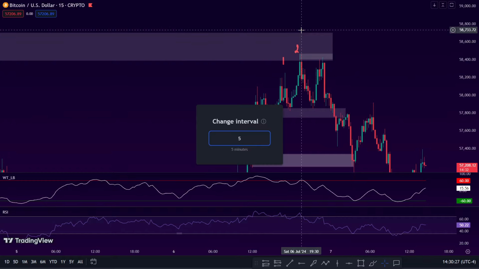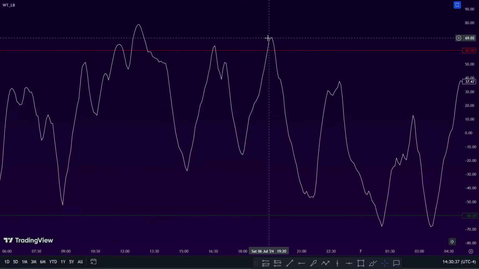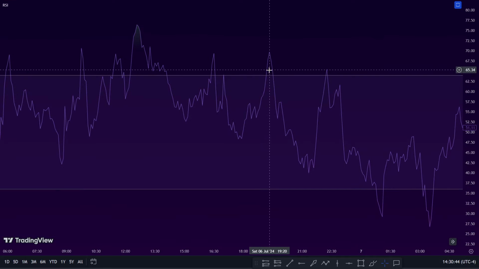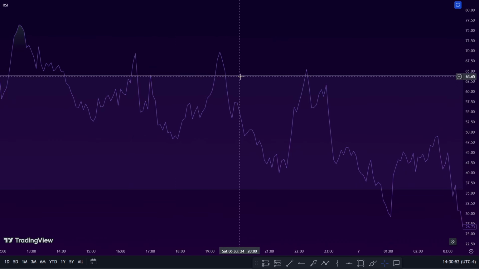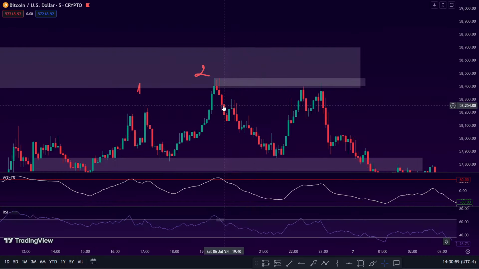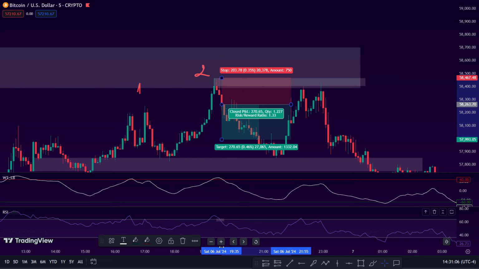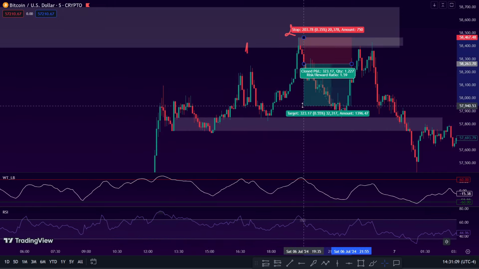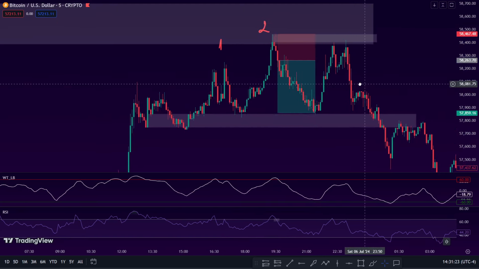I go to the 5-minute chart and as you see here, the line of the first indicator goes above this 60 level and the RSI at the same time is below this 64 level. And when we see this type of cross, I will take a short position here. I put the stop at the swing high and I will make the risk reward ratio at least 1 to 1.5 or to the next zone. It's also a successful signal.